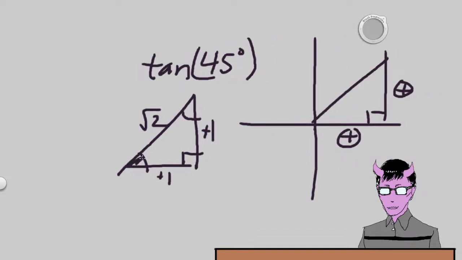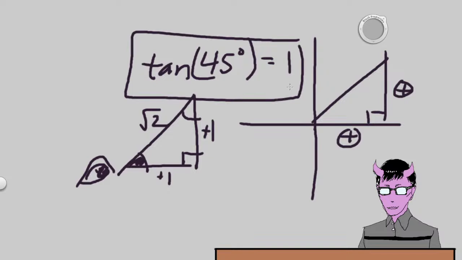Tangent is relative to right here. That's the eyeball. So tangent is what? Opposite over adjacent. So done with that problem.